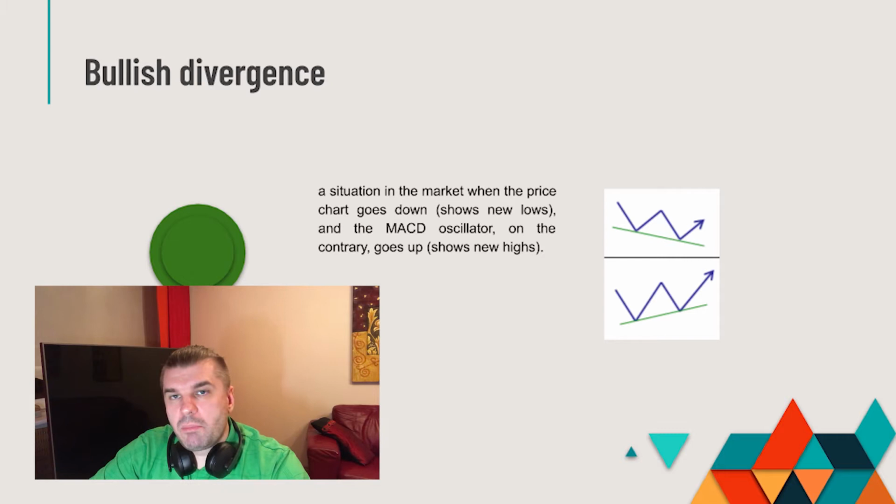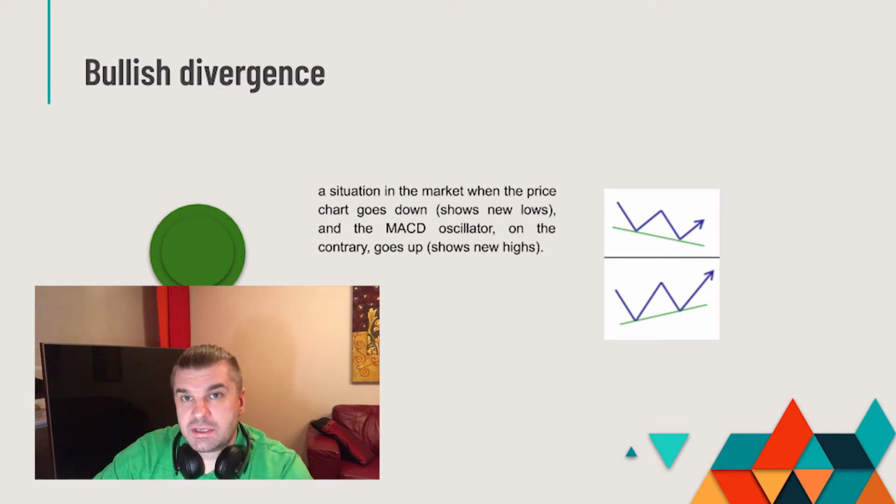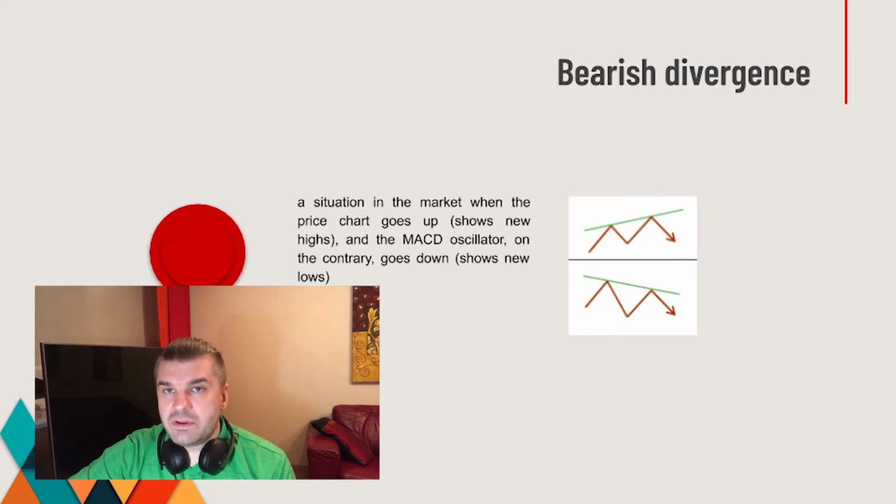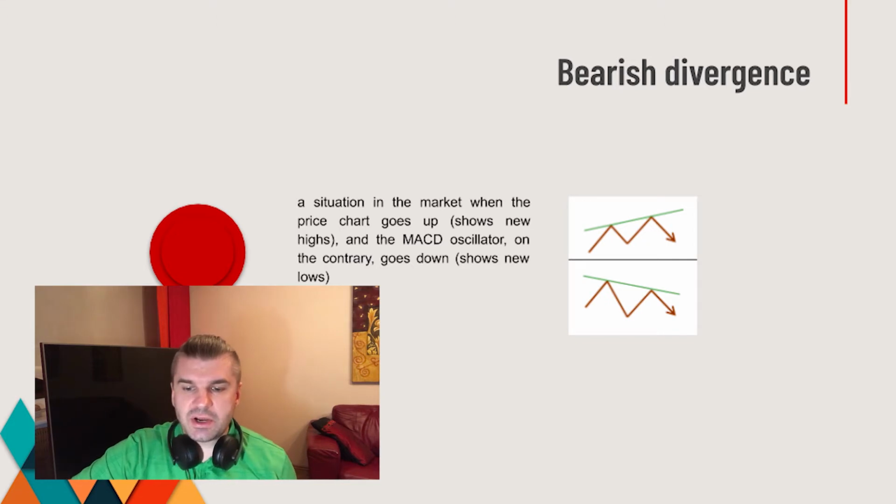Let me remind you very quickly which kinds of divergence exist. First, bullish divergence. It's a situation in the market when the price chart goes down and shows new lows, and the MACD oscillator, on the contrary, goes up and shows new highs. Bearish divergence is a situation when the price goes up and shows new highs, and the MACD oscillator, on the contrary, goes down and shows new lows.